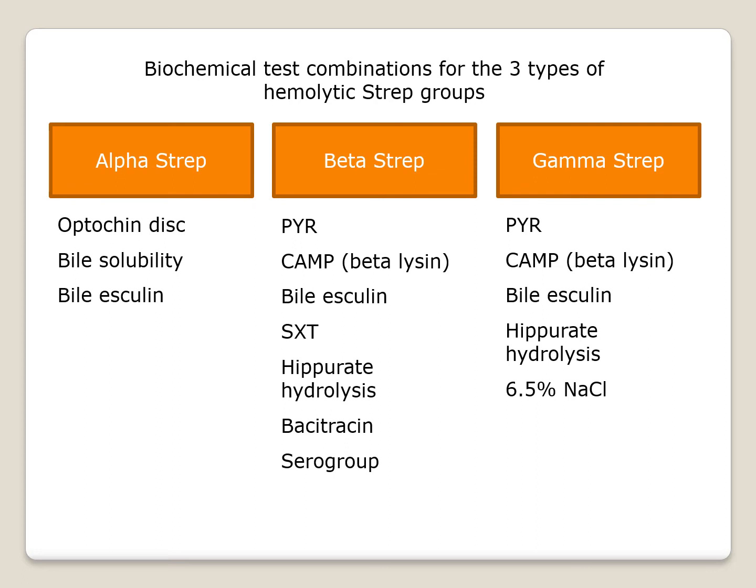The gamma streps can be identified by setting up a PYR, a CAMP test, and that's usually to rule out the non-hemolytic strep Bs, bile-esculin and salt, and hippurate hydrolysis. We use the tests on this list to differentiate Enterococcus faecalis from Streptococcus gallolyticus and the non-hemolytic Streptococcus agalactiae.